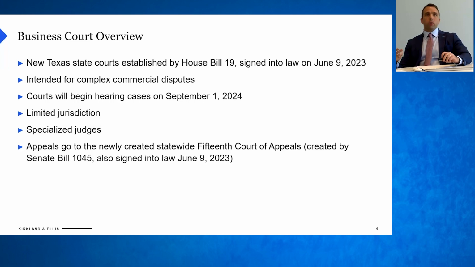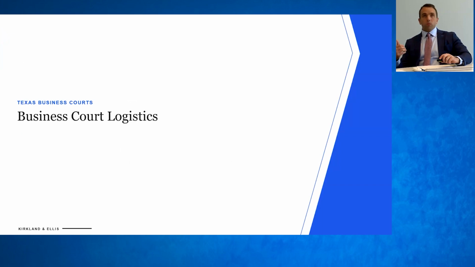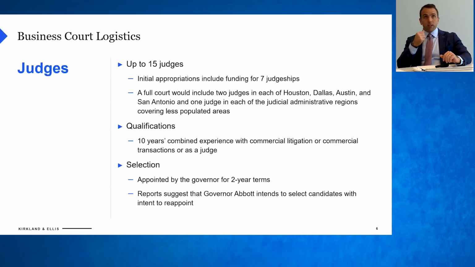So now let's talk about what we do know about the courts based on the enabling statutes. First, the judges. At least what a lot of folks in my world are talking about is that the success or failure of these courts is going to depend on the jurists that actually end up taking on these roles. Unlike our existing courts of general jurisdiction, where the judges stand for election every 4 years on a partisan basis, the judges who will fill the business court will be appointed by the governor, and they'll be appointed for 2-year terms.